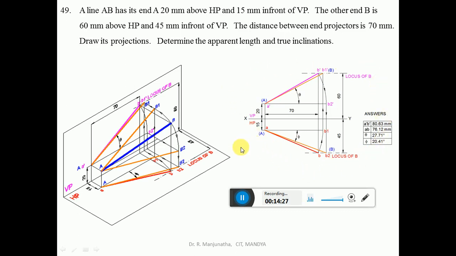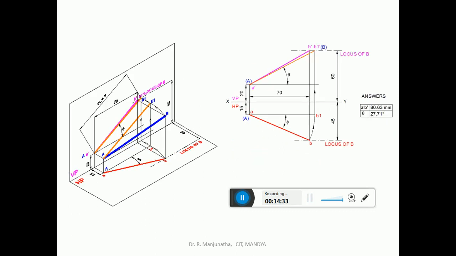Now we are going to take up the same thing, how it has been solved stepwise. So in the stepwise, first we have drawn the locus of A above HP by 20 mm and in front of VP by 15 mm. And again the locus of B is above HP by 60 mm and in front of VP by 45 mm. So you have drawn these two locuses.